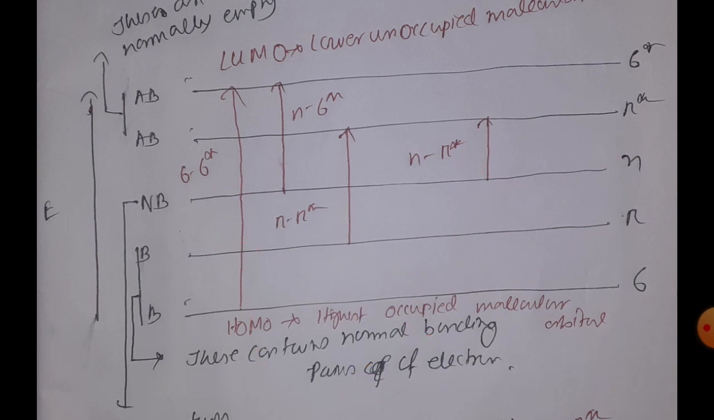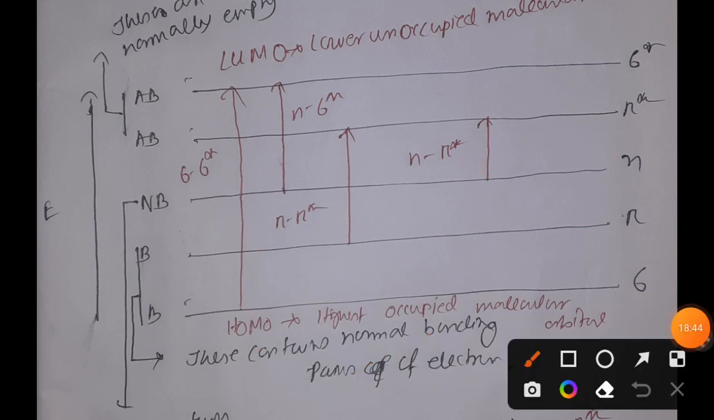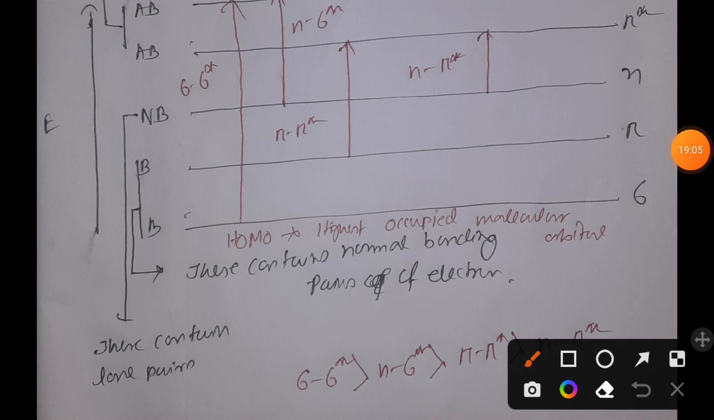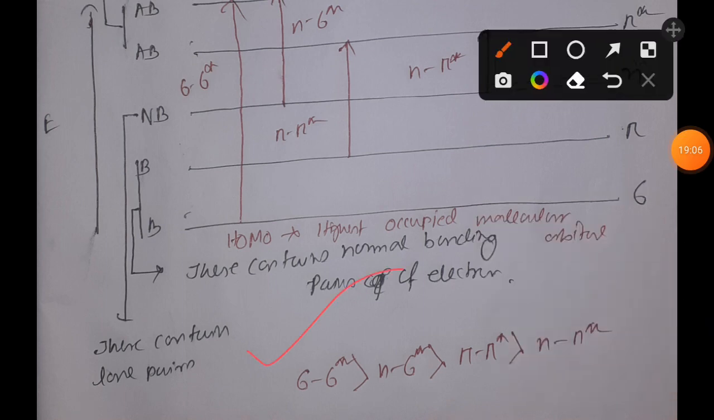So the second highest transition, that means when your energy is second highest, is the n to sigma star transition. Then subsequently pi to pi star and n to pi star. That is the order: sigma to sigma star, then n to sigma star, pi to pi star, and the last one is n to pi star.